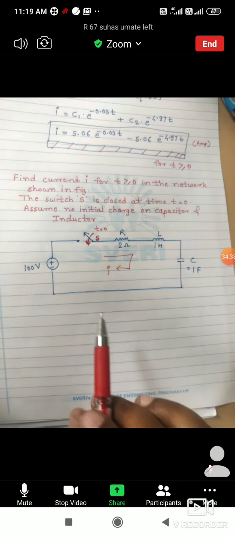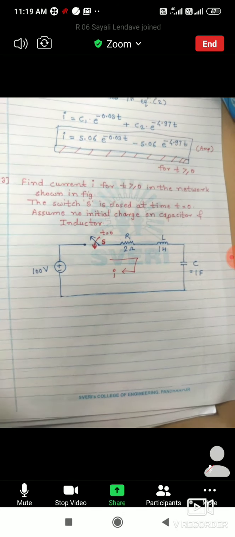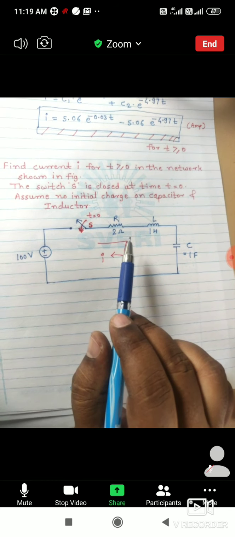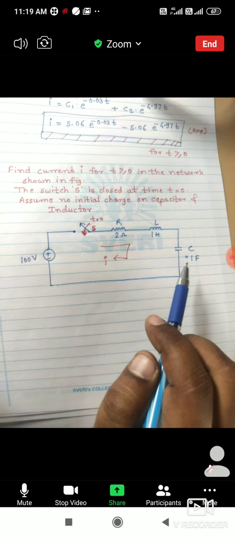Okay. So this is the diagram here. The RLC, resistor, inductor, capacitor are connected in series. The values of components are given: 2 ohm as a resistor, 1 Henry as an inductor, 1 farad as a capacitor. The switch is closing at time t equal to 0.